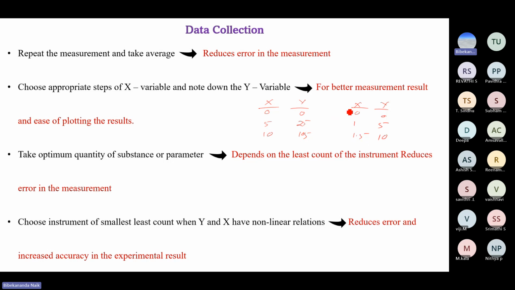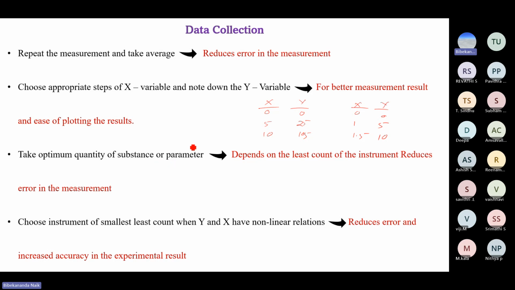So we will be choosing the appropriate step for x and y, which will be better for us when we are plotting the graph. Because when we are plotting the graph, we need to identify those points. And if we are not recording the graphs in accurate steps, then it will be difficult for us to plot the graph and to replicate the points in the graph. Then take optimum quantity of substance or parameter.